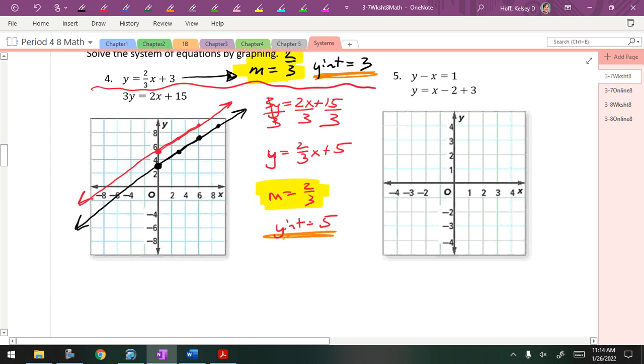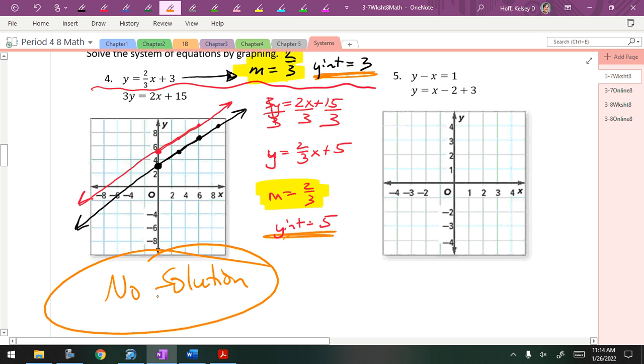Okay, so what's my solution? What's my answer then? They are parallel. They're not going to touch. They're not going to have any intersection. So what's my solution? There is none. AKA, no solution. There are no points that are on both of those lines because they never cross. They start at different spots and have the same slope.